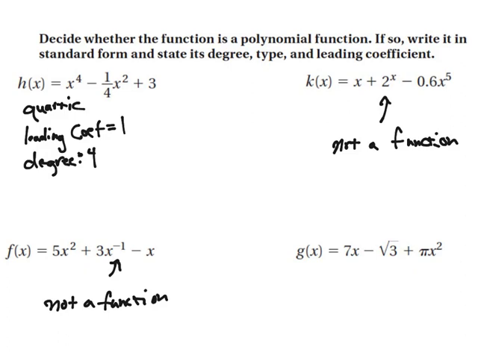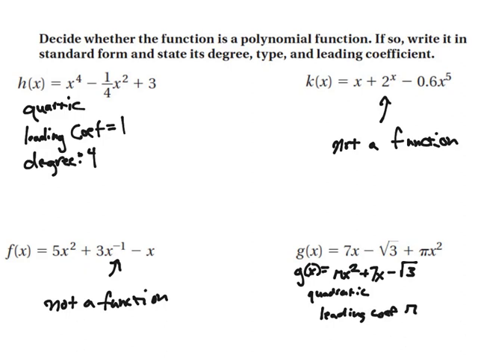And the last one here, it's not in standard form yet, so we've got to put it in order from greatest to least, which would be pi x squared plus 7x minus square root of 3. And this is a polynomial function, and it is a quadratic. The leading coefficient is pi, and the degree is 2.